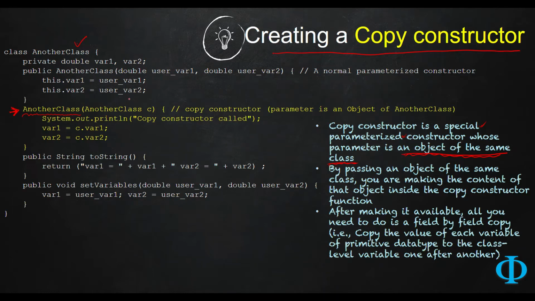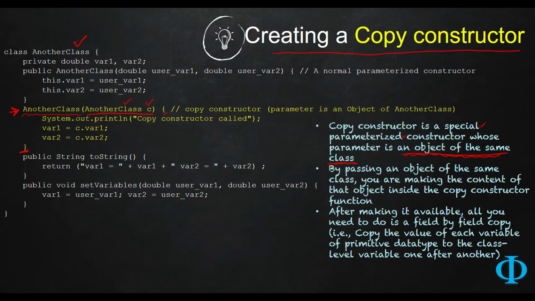So that's what I have done here. The name of the class is another class, so I have just passed an object called C of the same class, another class. That makes this constructor a special one, and the name is copy constructor. So that's how you can create a copy constructor. Whatever the content of this copy constructor function is, you can write it inside this opening and closing curly brace. That's normal for any function, and so for the copy constructor function also.